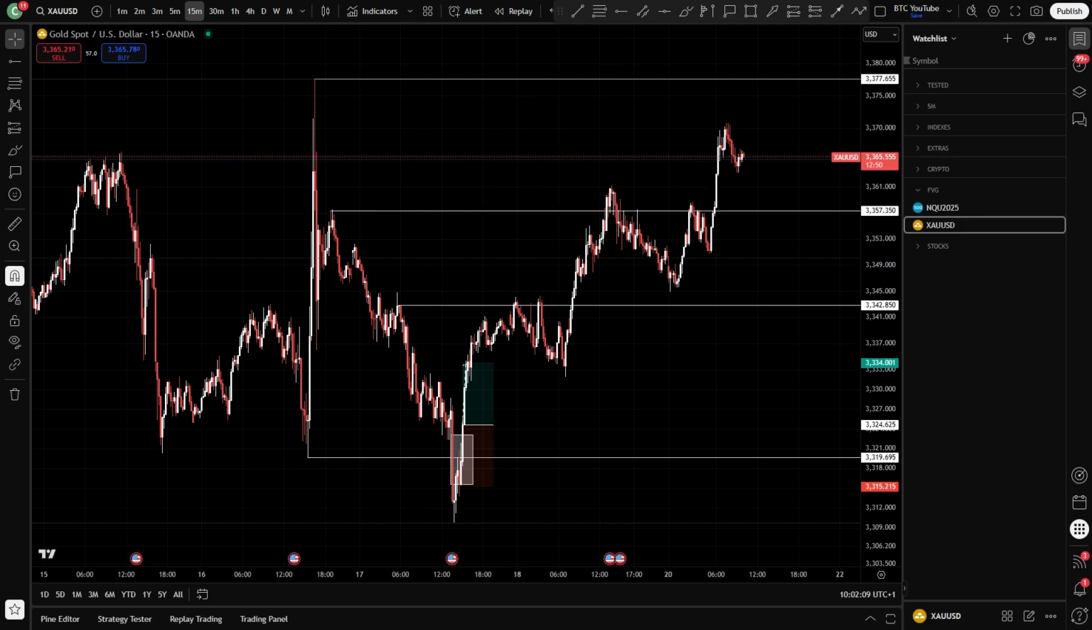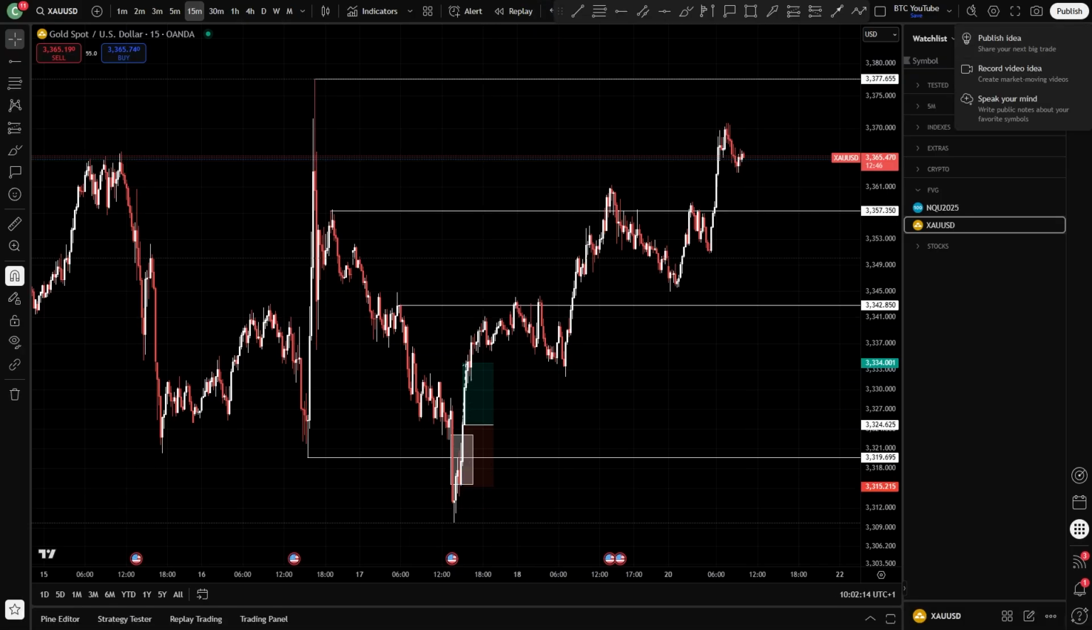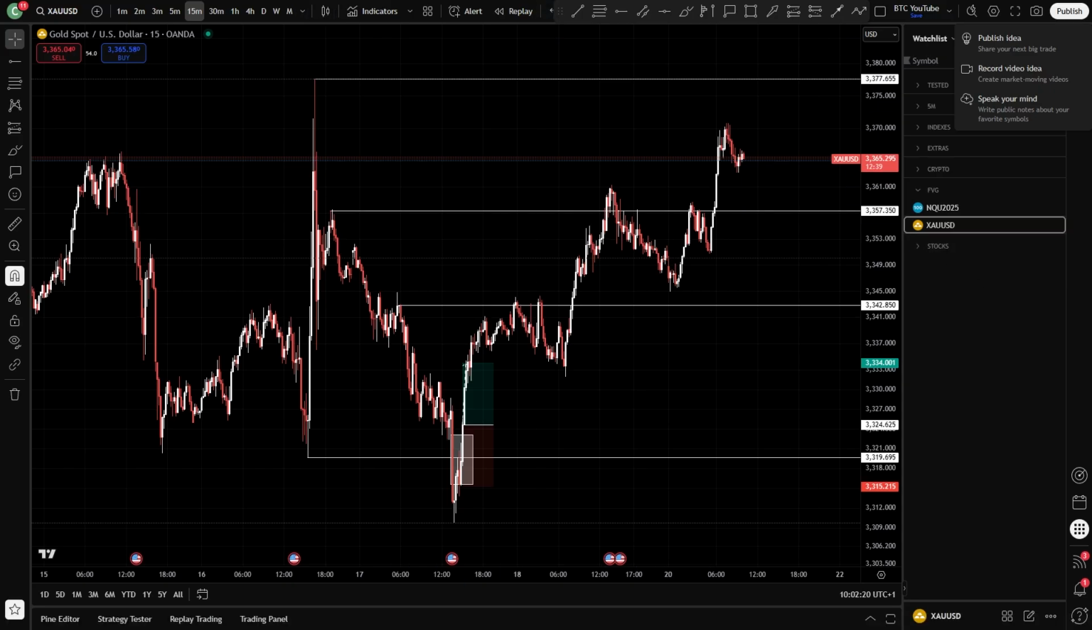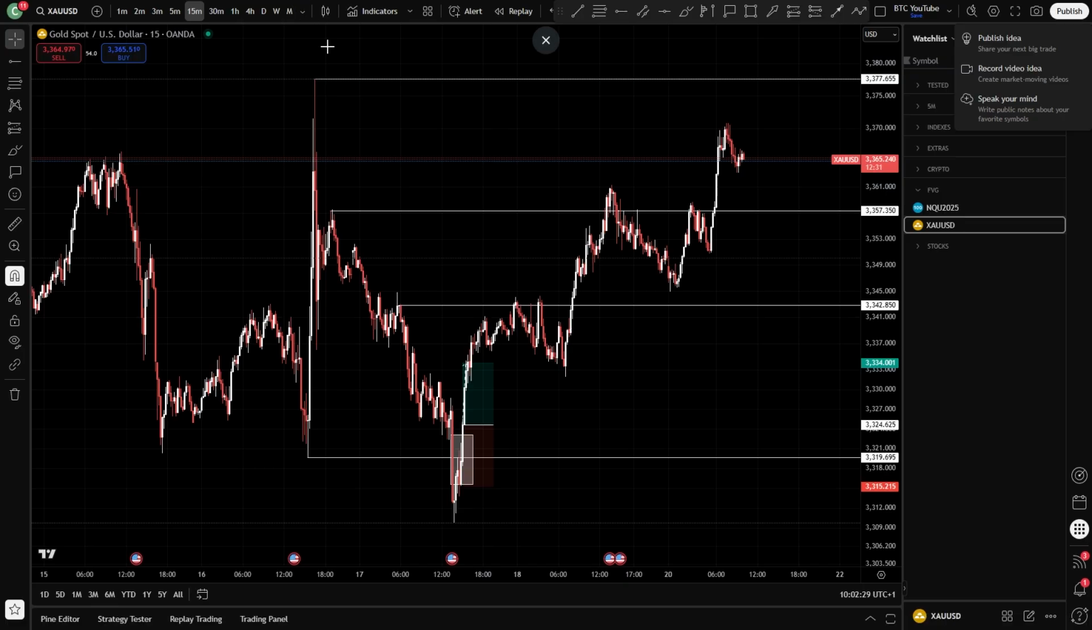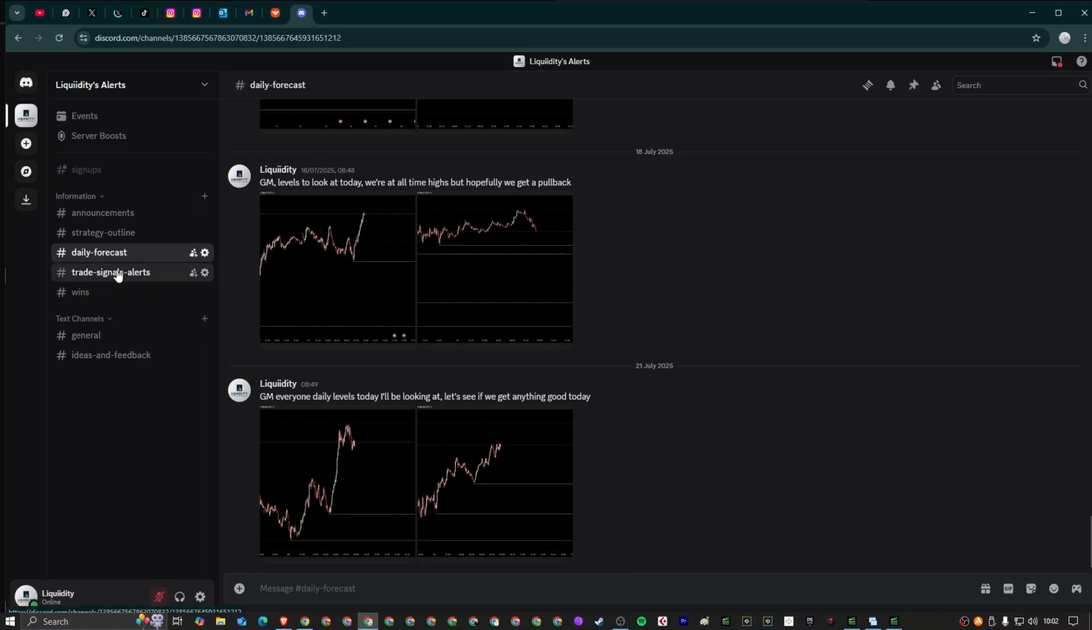I'll actually just show you right now the Discord. I'll show you the proof. That's the wrong one. Where is my Discord? Let's go in the private Discord here so you can see. Just load it up. Come on, computer, don't fail me now. Let's have a look at trade alerts and signals.